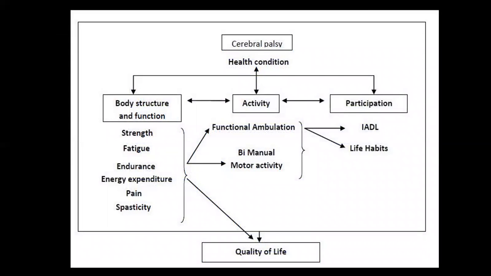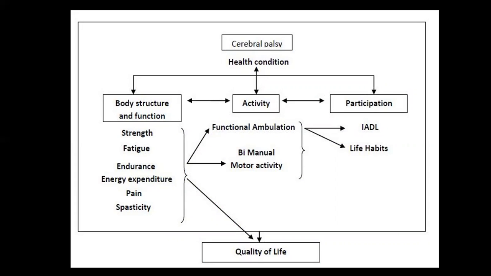This is an ICF framework, and it depicts the fields or the biomarkers or outcome measures which are measured in different domains of the ICF framework. If you can see in cerebral palsy, strength, fatigue, endurance, energy expenditure, pain, spasticity all tell you about the body function. So we will choose outcome measures which will measure strength, fatigue, endurance, energy expenditure, pain and spasticity.